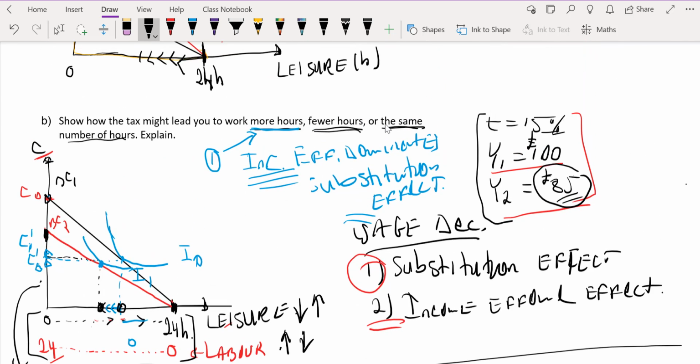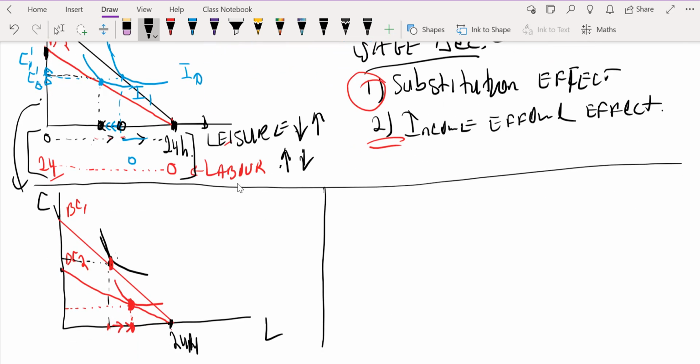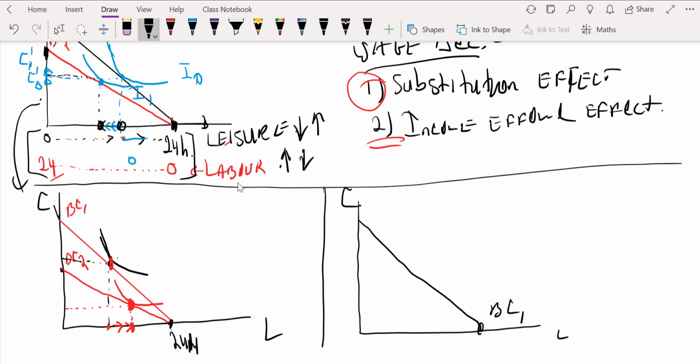The second case says the same, yeah. So we don't change work hours after the income tax is imposed. So let's draw our labor consumption line, and this is our original budget constraint 1, and our second budget constraint will look like this here. So it's exactly the same as before, but this is just budget constraint 2.